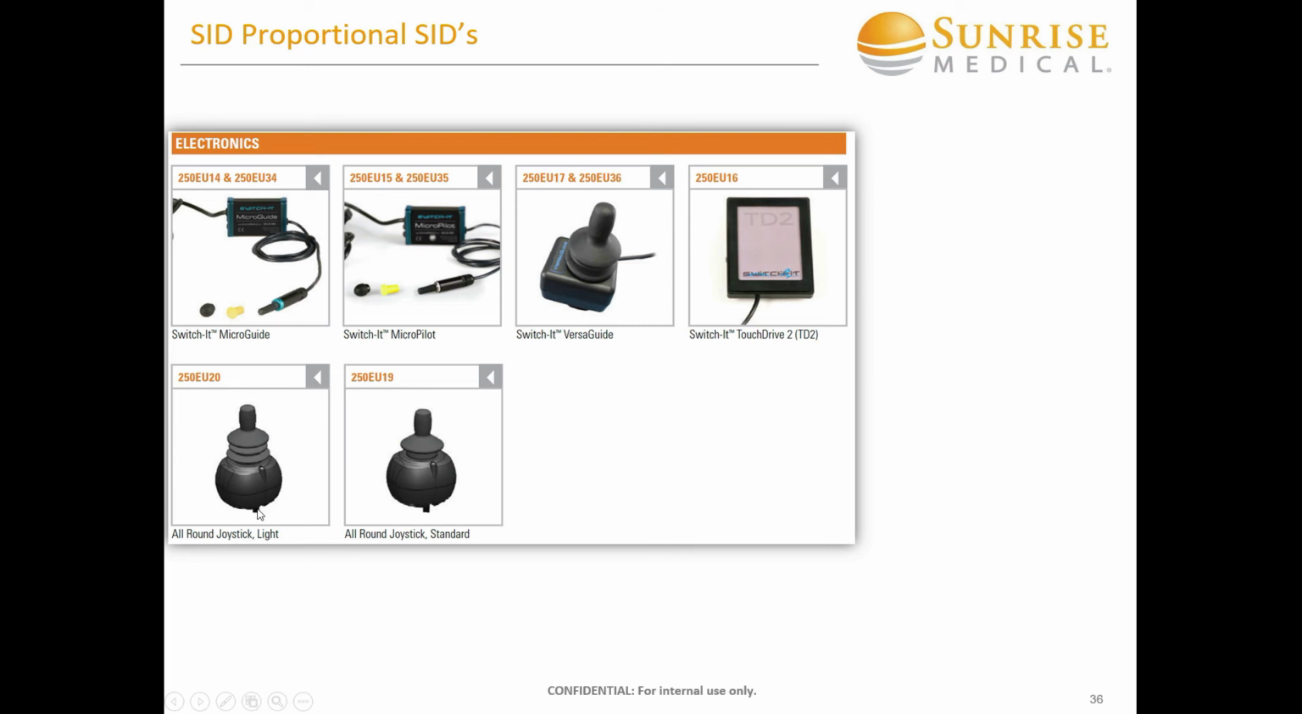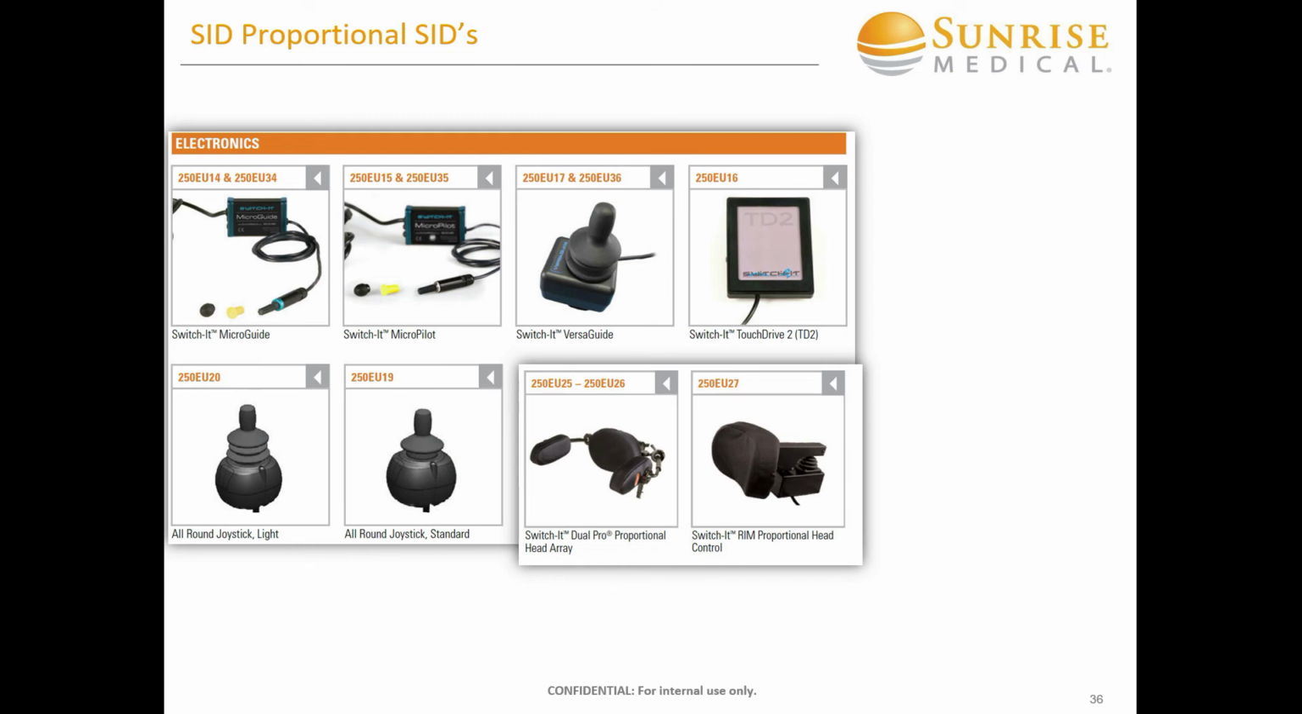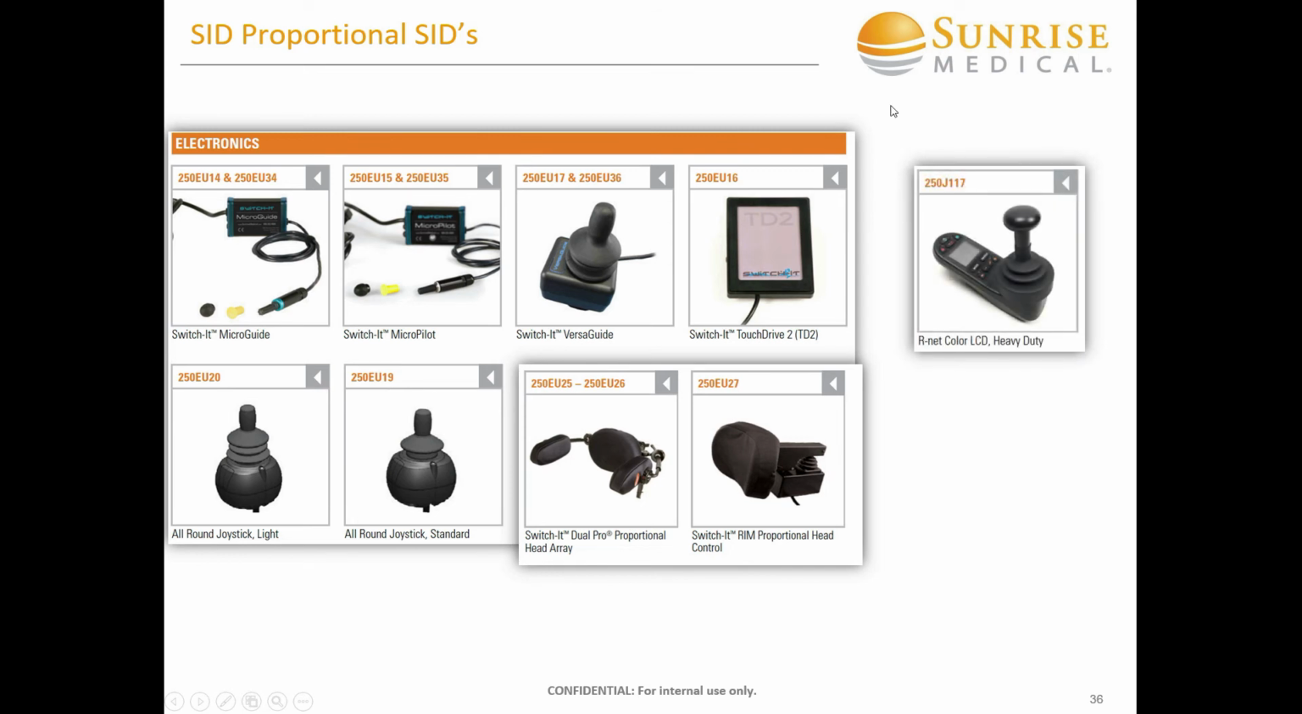Really great choices for proportionality. We also have the all-around joysticks both in the standard and in the light. Again, those are very similar to the Switch It versions, but those are available on chair as well. One of the things that we have that are unique is we also offer head controls that are proportional. A traditional head control is just going to be a switch type device. It's digital. It's on and off. Where our Dual Pro and our rim control give you proportionality within the head control. So you don't lose the proportionality advantage, and you can gain the advantage of having the proportionality built into the head control.